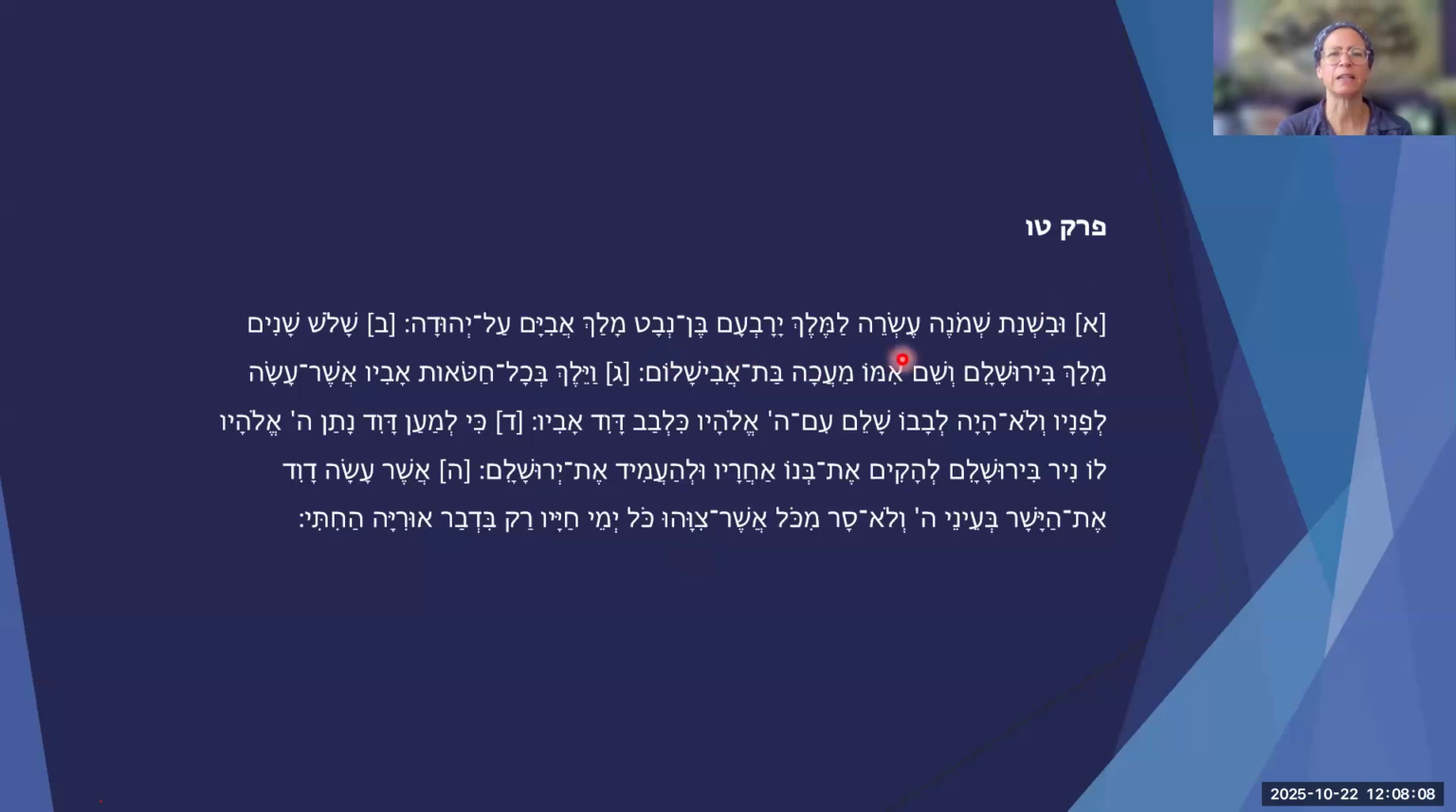In the 18th year of the kingship of Yerovam ben Navat in the north, Malach Aviyam al Yehuda in the south. Shalosh shanim malach b'Yerushalayim v'shem imo Ma'acha bat Avishalom. Fine. Vayelech b'chol chataot aviv asher asa lefanav. Who was his father? Rechavam. Kol chataot aviv. V'lo haya levavo shalem im Hashem Elohav kilevav David aviv.